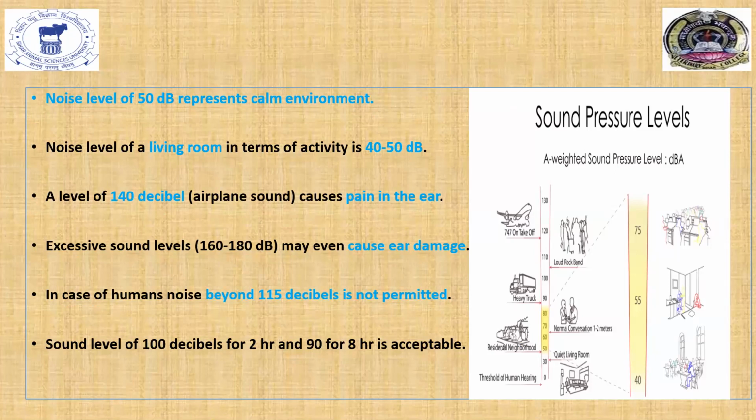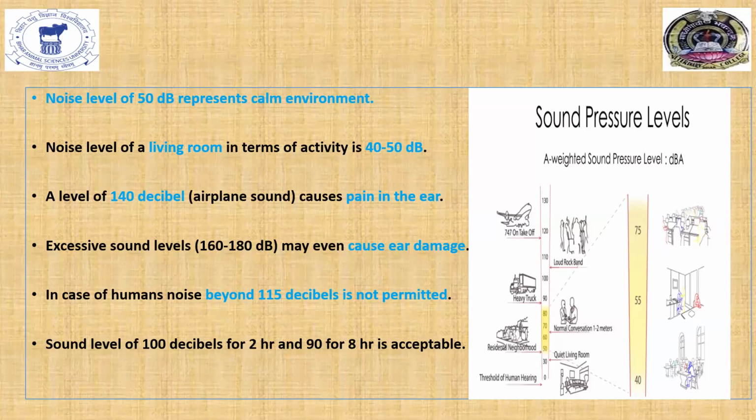So now जो लिविंग रूम का जो हमारा डे टू डे एक्टिविटी है, that also produces a sound level or noise level of 40 to 50 decibels. A level of 140 decibels produced by aircraft or airplane sound may again lead to the occurrence of pain in the ear, we can say. So excessive sound levels of 100 to 160 to 180 decibel may lead to damage of our ear. ये रखना है थोड़ा साउंड माइंड में.